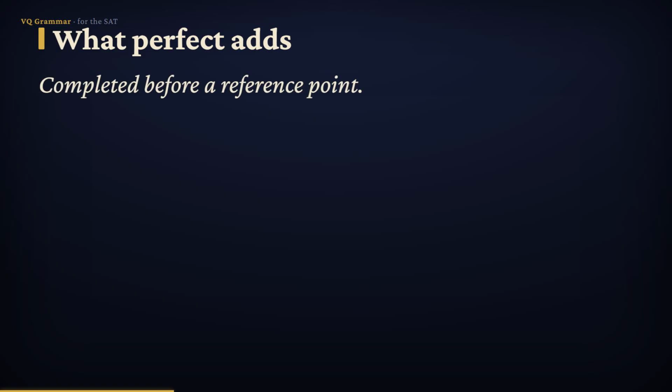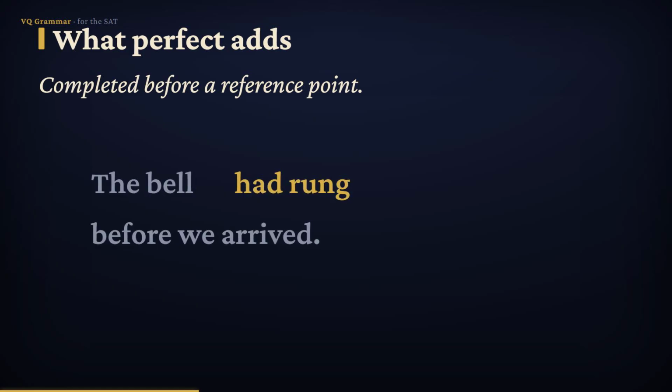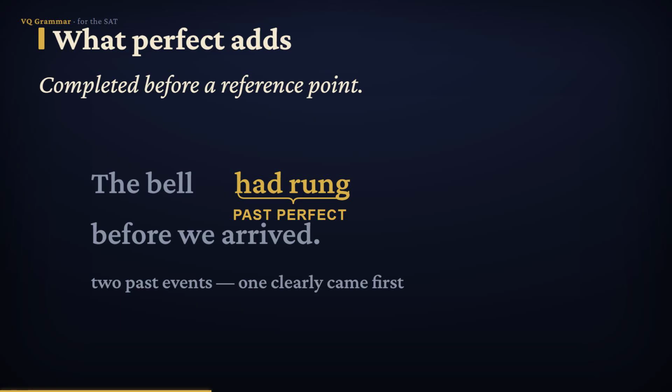Now, what do the perfect tenses add? They add one idea, that an action was completed before some reference point. Take the past perfect. The bell had rung before we arrived. Both events are in the past, but had rung tells us the bell came first, then we arrived. So the past perfect, had plus a past participle, always marks the earlier of 2 past actions.